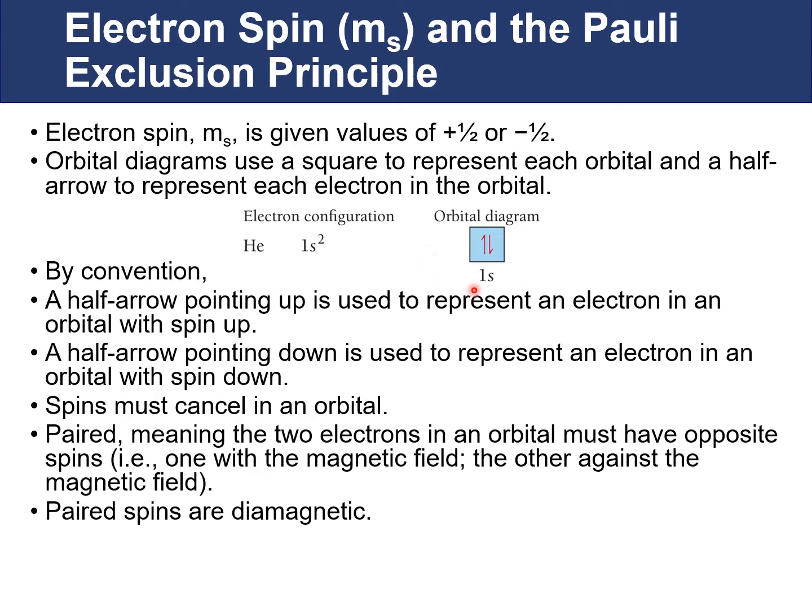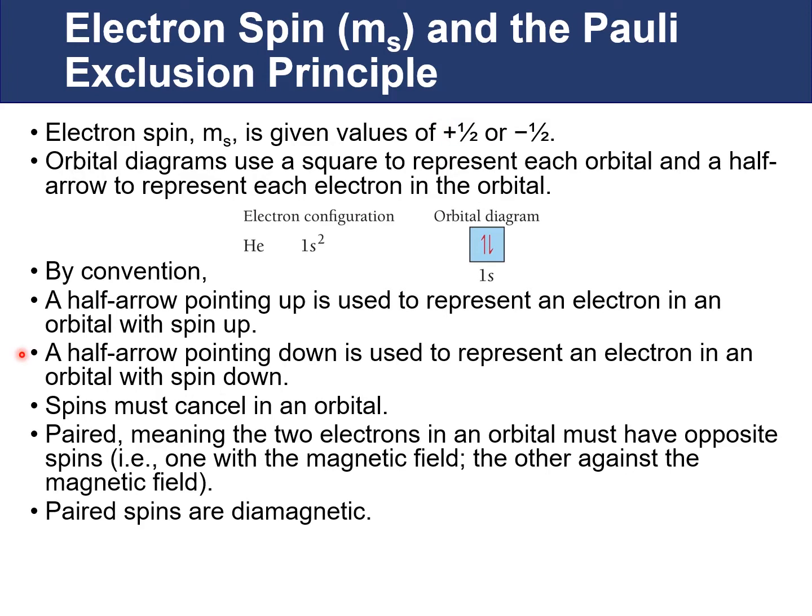Each orbital will have an N value, which will be represented with a number 1, 2, 3, or 4, followed by an S, P, D, or F, which will tell us what the L value is. For how those correlate, look back on the previous video on quantum mechanics for the description of which values of L go with which different orbitals. Now, by convention, a half arrow pointing up is used to represent an electron in an orbital that is spin up, which correlates to an electron spin of plus 1/2.